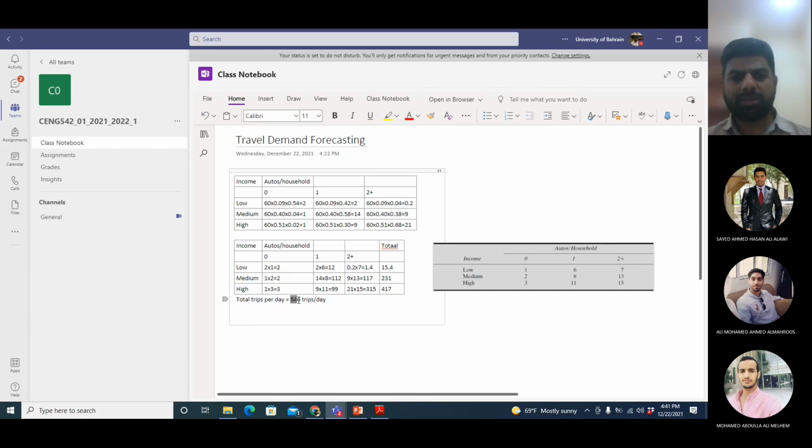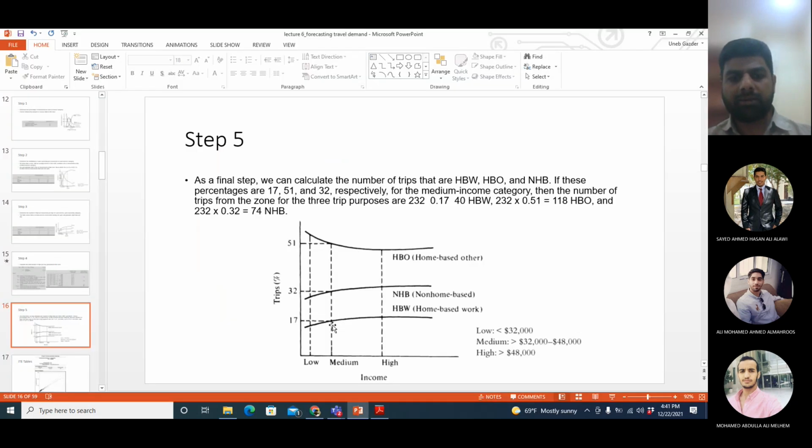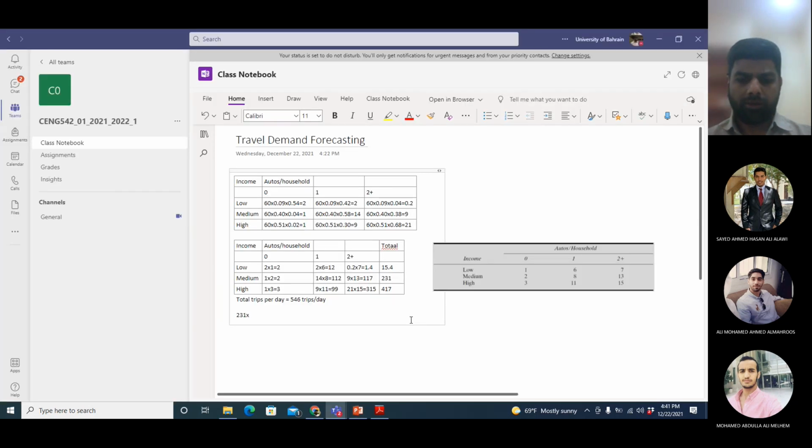so this is the total. Now from this total, I have to find out the trips for each purpose. For example, if you are looking for medium income, the total for medium income is 231 trips. Out of these 231 trips, 17% belong to home-based work trips. So 0.17. This is medium income, home-based work.